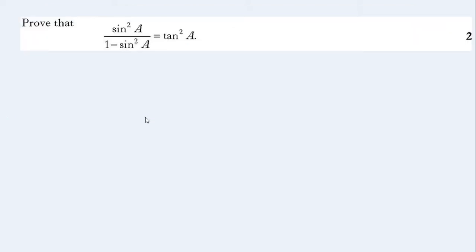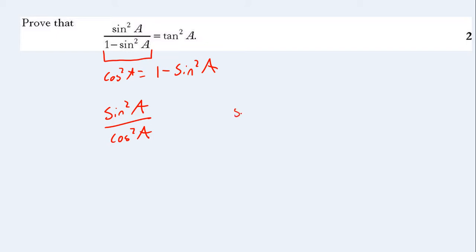Okay, we've got another prove that question. And again, alarm bell should go off. That's 1 minus sine squared a. So we know that cos squared a is equal to 1 minus sine squared a. So we can rewrite this as sine squared a over cos squared a. And we know that sine divided by cos is equal to tan. And so that implies that this over here is equal to tan squared a, which is what we've been asked to prove.